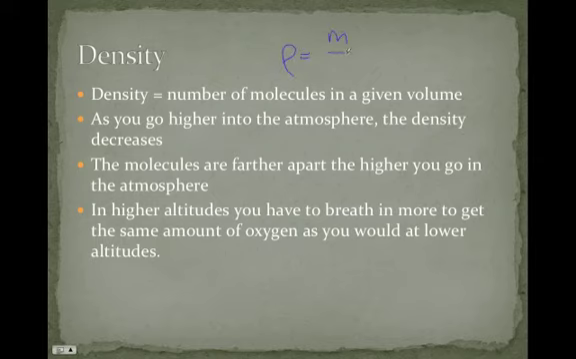We remember it as mass divided by volume gives us density, and that's the symbol for density there. As you go higher into the atmosphere, density decreases. So the density of the air decreases as you go up. The molecules are farther apart the higher you go in the atmosphere. In higher altitudes, you have to breathe in more to get the same amount of oxygen as you would at lower altitudes. So at low altitudes, we have all these molecules which are tightly packed together. There's almost no space between them. There is, but it's very, very small, hard to measure. But as we go up in the upper levels of the atmosphere, they get farther apart.